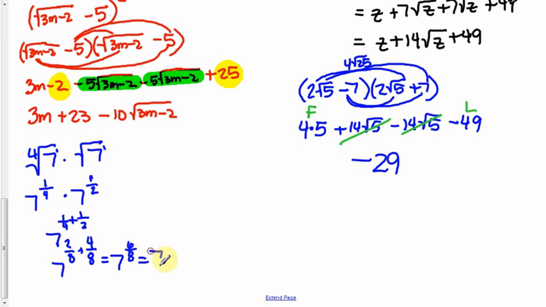That reduces to 7 to the 3/4 power. And your final answer, written back in radical form, is the 4th root of 7 to the 3rd. You can simplify that if you want to by taking 7 to the 3rd power, whatever it is. I'm not going to fool with it.